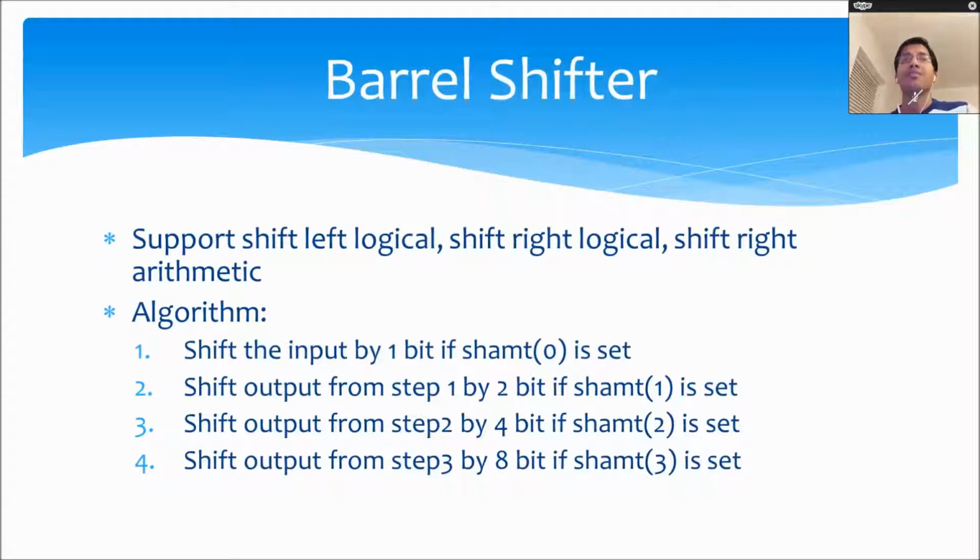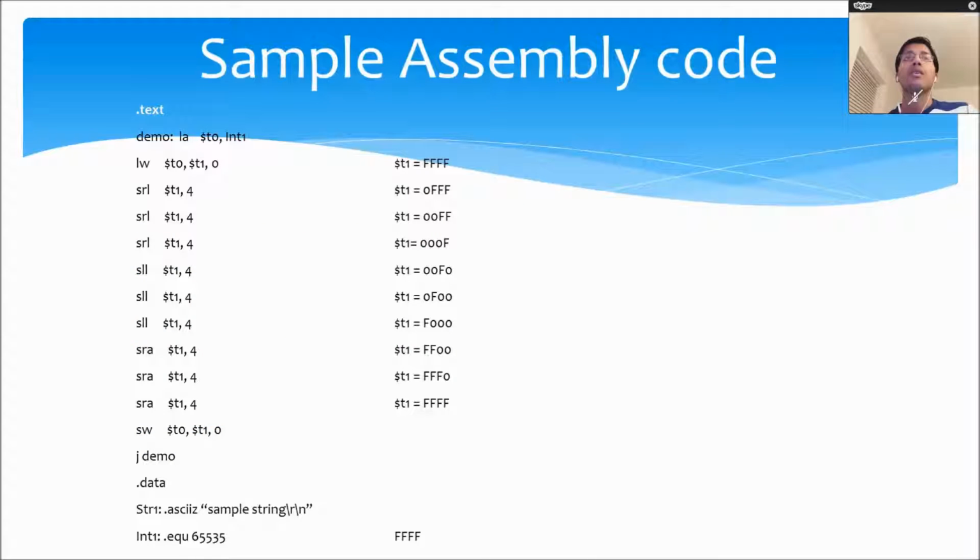The barrel shifter supports SRL, SLL, and shift right arithmetic. The algorithm is exactly same as in class. This is my sample assembly code. Instructions are preceded by a .text, and data is preceded by .data. This sample code is just going to load the address of int1, and store the value FFFF in t1, and then shift it right, and then shift it left, and then shift it right arithmetic, and then store that value back in int1, and do this in a loop.